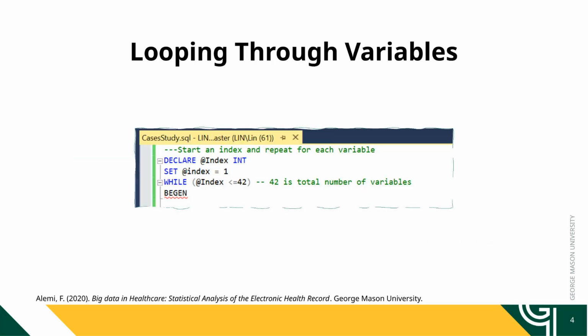This section sets up a loop to systematically analyze multiple variables one at a time. It initializes a variable to keep track of the current variable index, setting the starting index to 1. This loop will iterate through a total of 42 variables, allowing for analysis on each health indicator in the dataset.